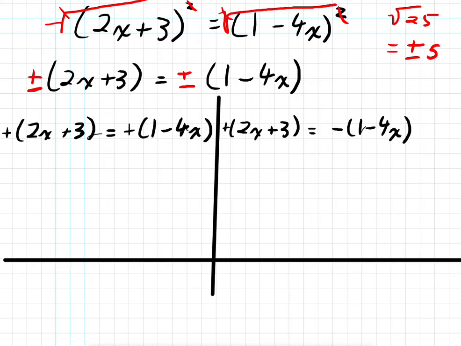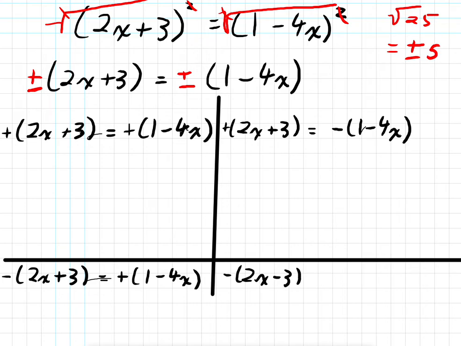And then we have to do the negative scenarios too. Negative 2x plus 3 equals positive 1 minus 4x. And negative 2x minus 3 equals negative 1 minus 4x. So that's the problem with square rooting both sides, is now we're managing 4 scenarios.